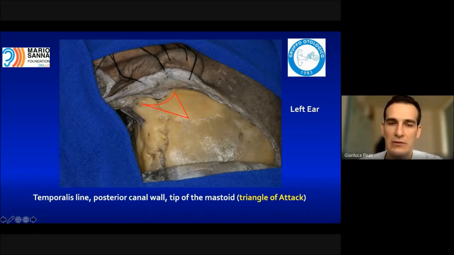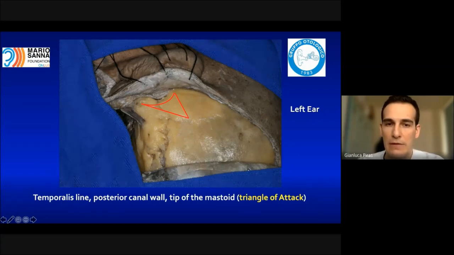For the mastoidectomy, the beginning is the triangle of attack. So understand where to start in the middle fossa plate, where to start in the posterior wall of the external auditory canal, and where to start in the area corresponding to the sigmoid sinus. The middle fossa plate corresponds to the temporalis line, so practically the zygomatic process. It's the conjunction of the zygomatic process posteriorly.